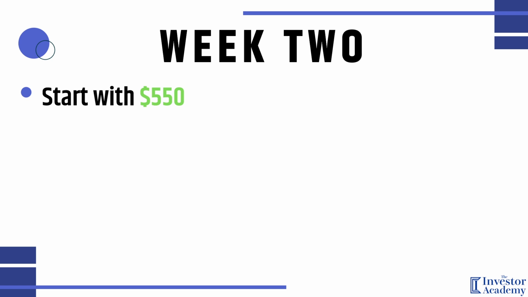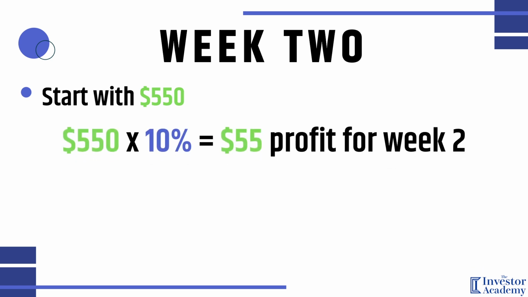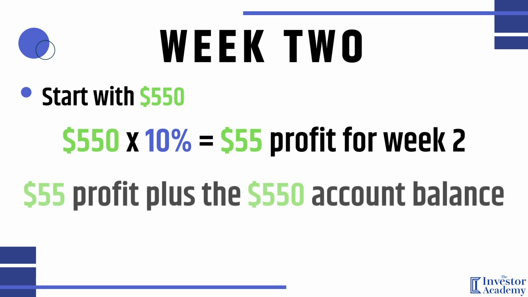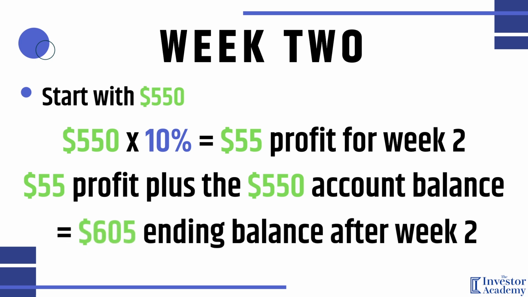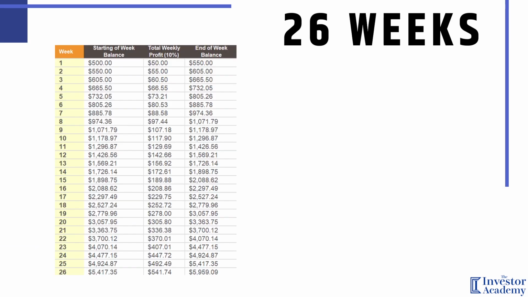So now we're starting with a $550 account balance at the beginning of week 2. So again, our goal for week 2 stays the same. We are still going for 100 pips that week, which will give us our 10% gain. So week 2, we start out with $550 and a 10% gain would be a $55 total profit for week 2. The $55 profit plus the starting balance of week 2 of $550 would give us a final balance of $605 after week 2. So now let's do this for 26 weeks.